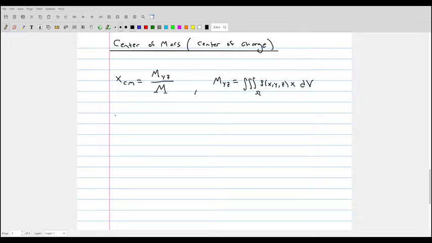And similarly, the y-coordinate of the center of mass is going to be the moment about the xz plane divided by m, or the first moment with respect to the y-axis. And this is very, very similar. It's going to be the triple integral of the density function times y.